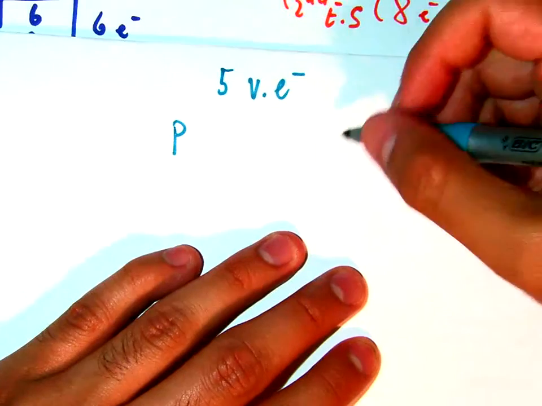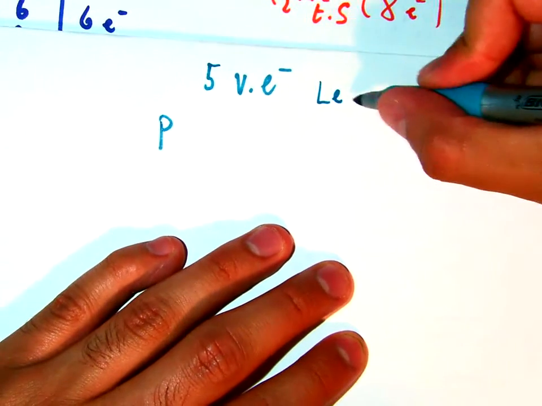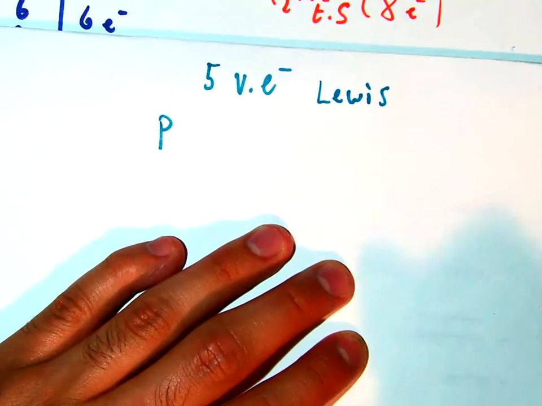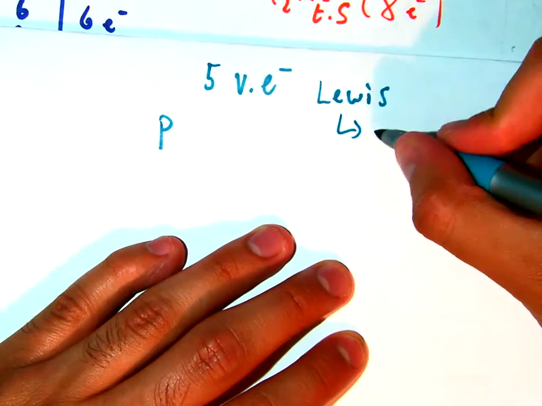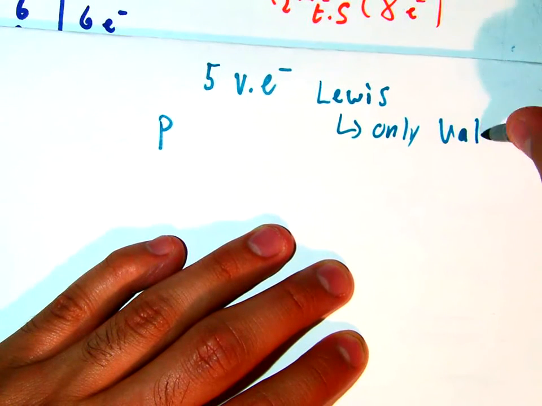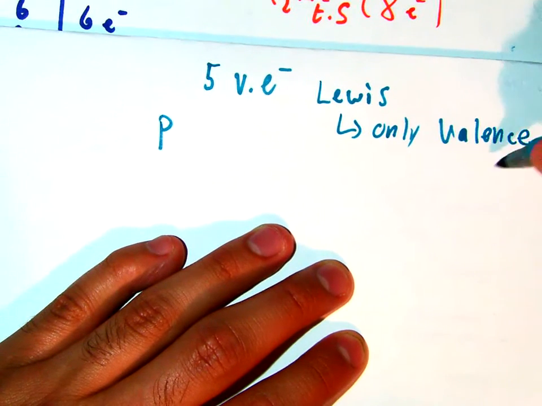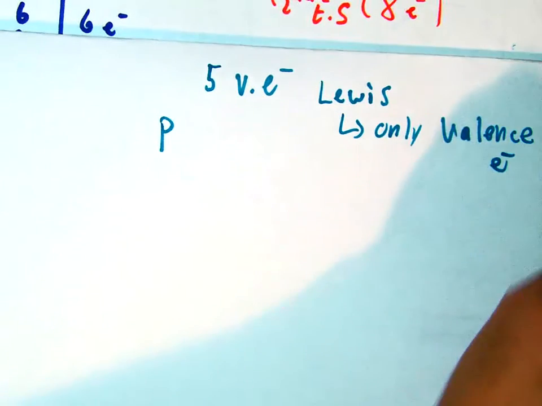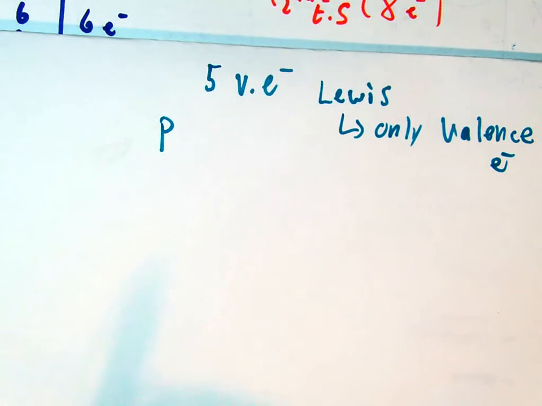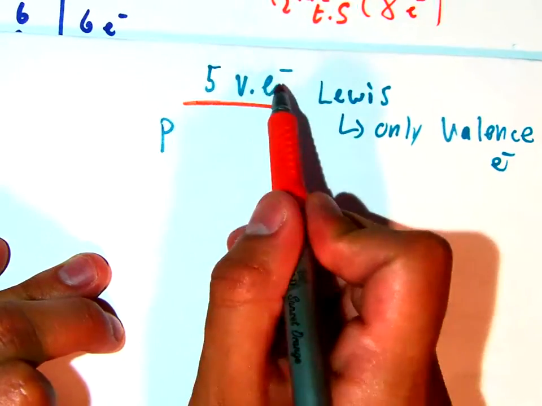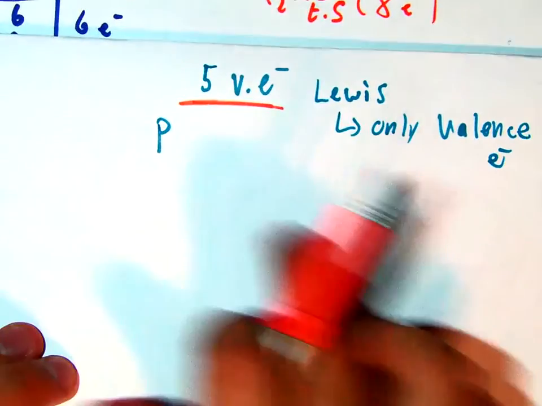So something else to know is that Lewis diagrams don't show all electrons. Lewis diagrams show only valence electrons. Sorry, I can't really write because it's a computer here, but they show only valence electrons. Okay. So let's say I have this. I know it has 5. How I know that, we'll go over in more detail later, but just know it has 5.